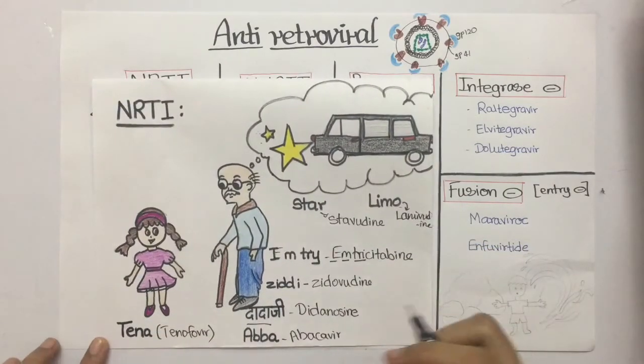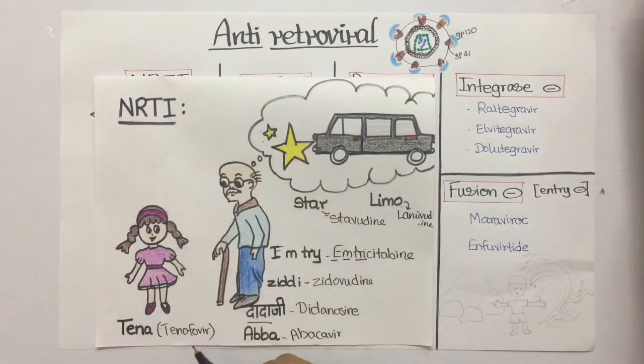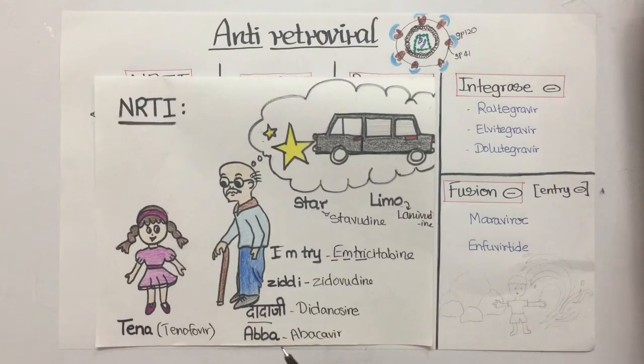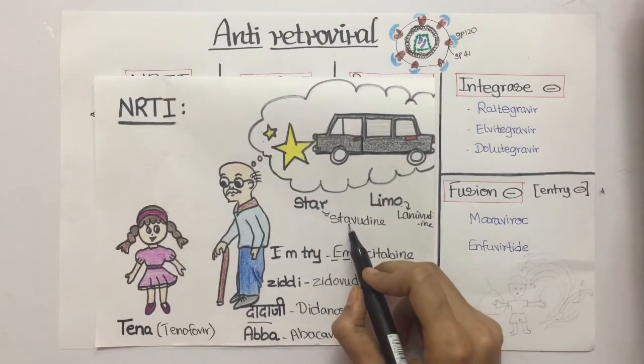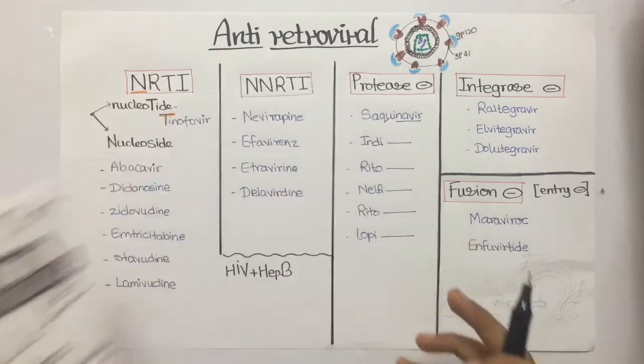Okay, so the drugs falling in the group of NRTI are tenofovir, which is a nucleotide reverse transcriptase inhibitor. The nucleoside reverse transcriptase inhibitors are abacavir, didanosine, zidovudine, emtricitabine, stavudine and lamivudine. Now let's see this in the classification.